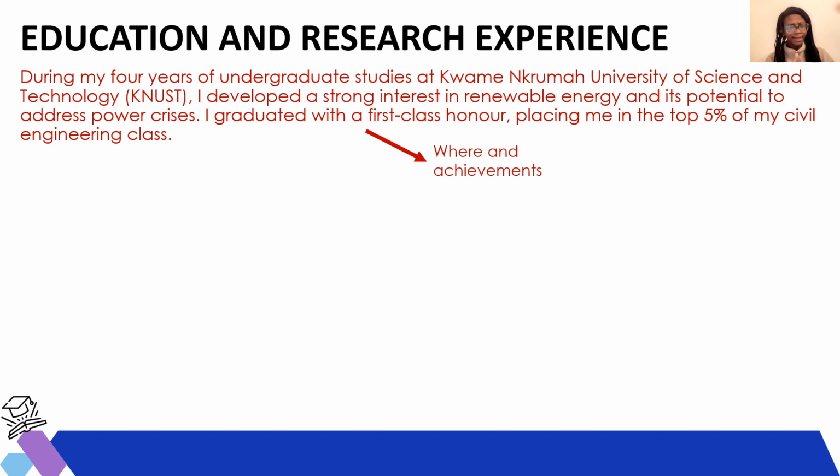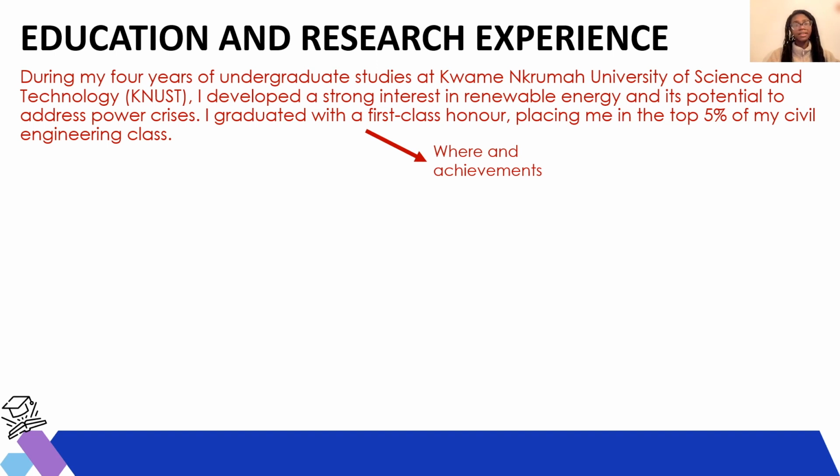And also, why did I include that I had a first class honors, placing me in the top 5% of my civil engineering class? So statistics is very important. Like, you had a first class, okay, but how did you rank in your entire class? And I included this because the program I was applying for was a master's in renewable energy in civil engineering. I had no background in renewable energy. The only background I had was civil engineering.